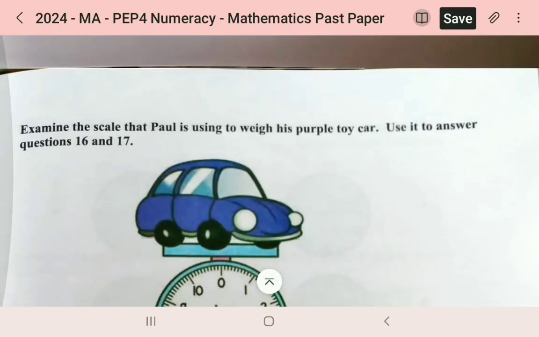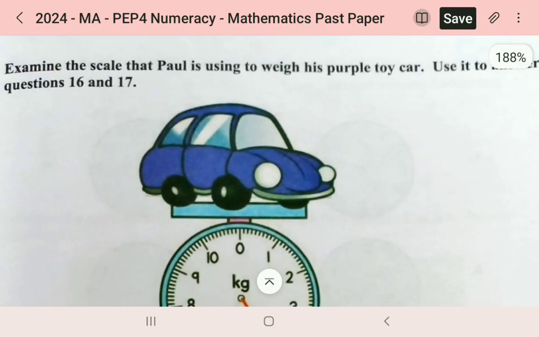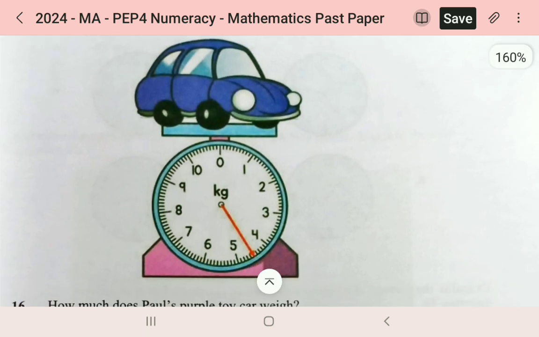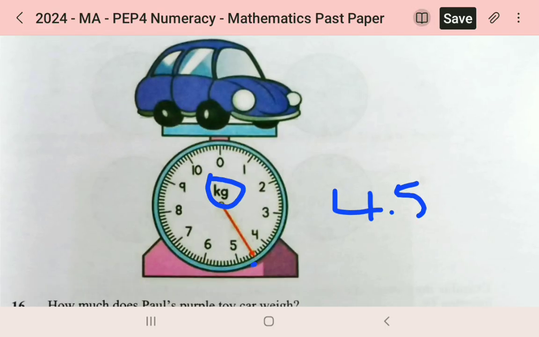Moving on to number 16. The instruction is for 16 and 17. Examine the scale Paul is using to weigh his purple toy car. Use it to answer questions 16 and 17. So here is the purple toy car on the scale, and you're seeing that the measurement is in kilograms. So this is 4.5 kg based on what we're seeing on the scale right here. 4.5 kg. Let's see what they want.